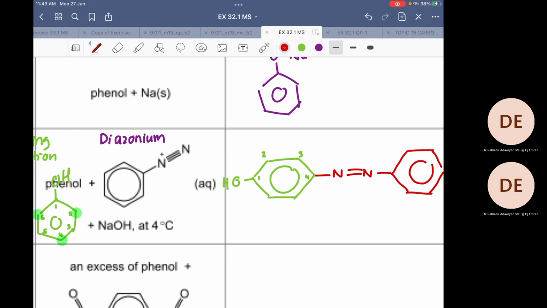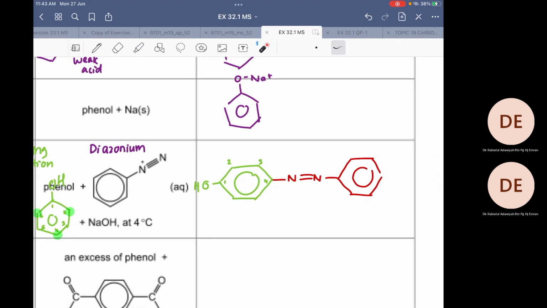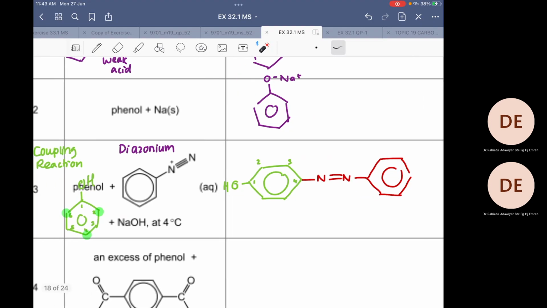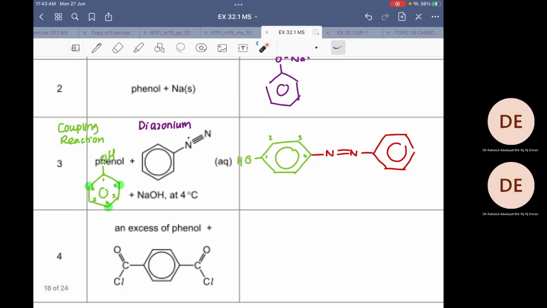Okay? So that if you put 3, that means you would have a positive charge somewhere. The nitrogen now has 4 bonds, okay? Now each nitrogen has only 3 bonds. And that is called a diazo compound. Okay, next.